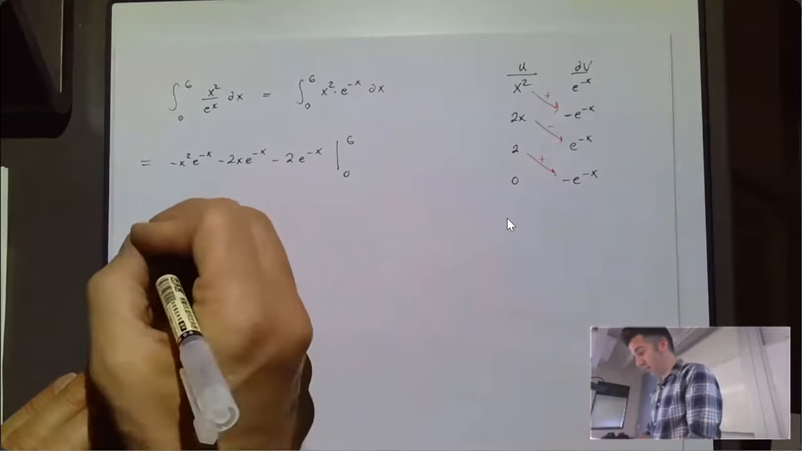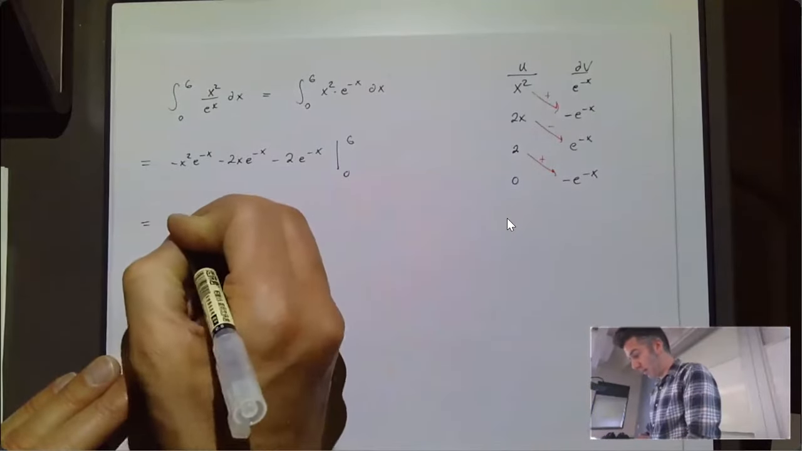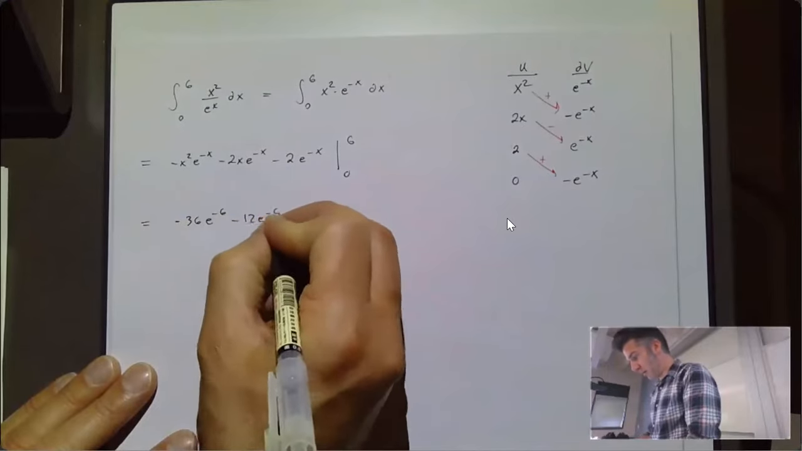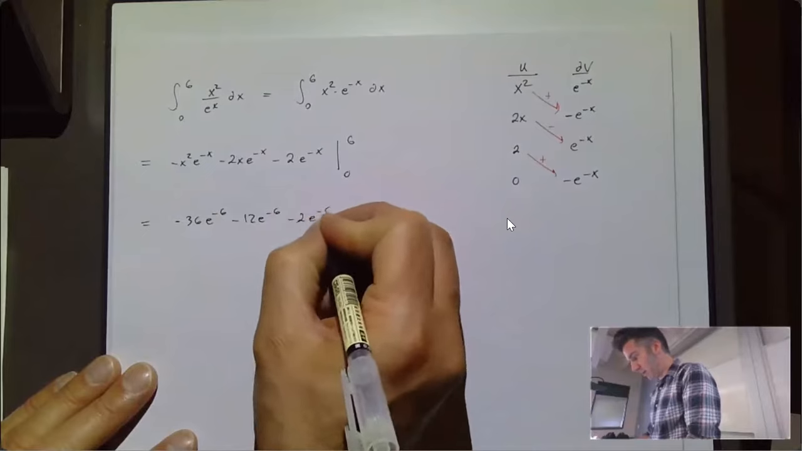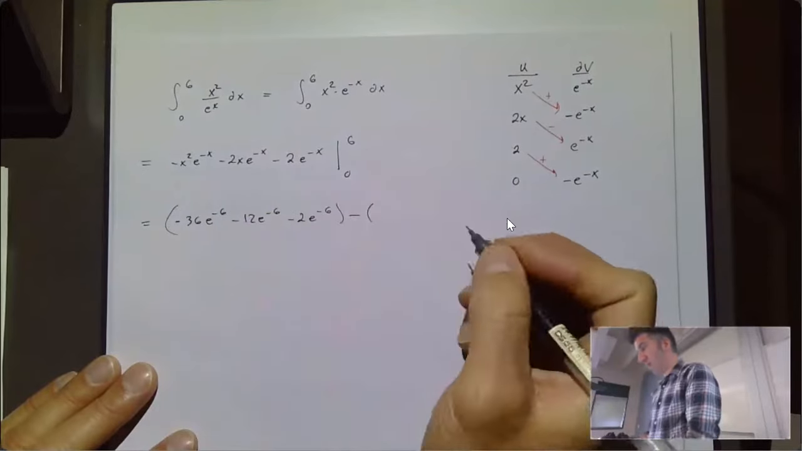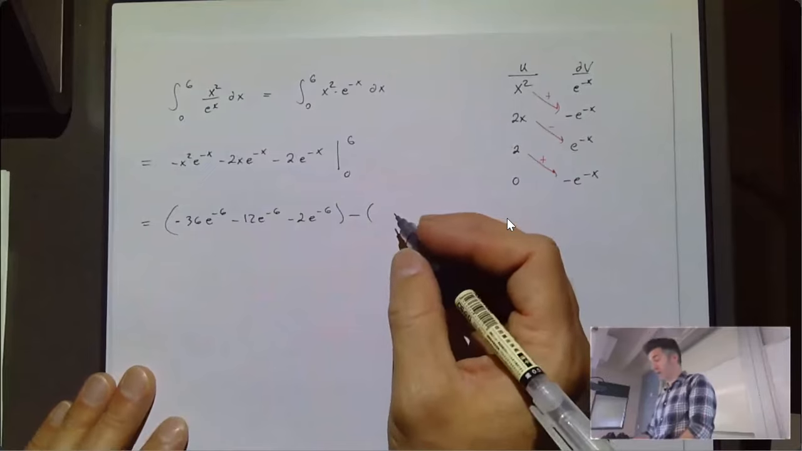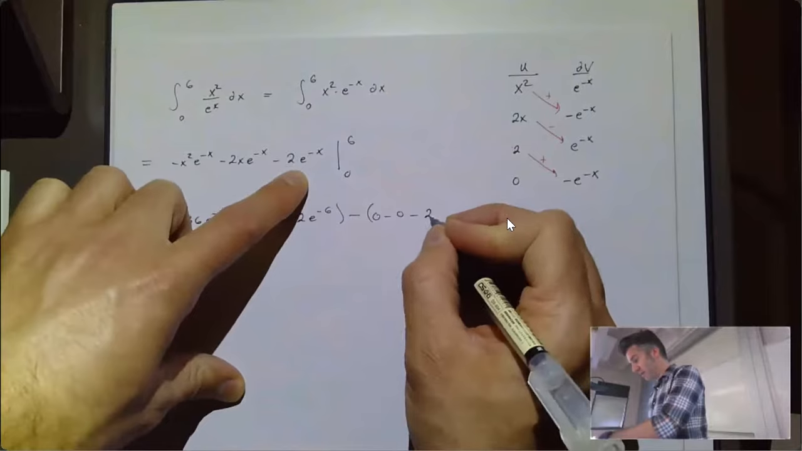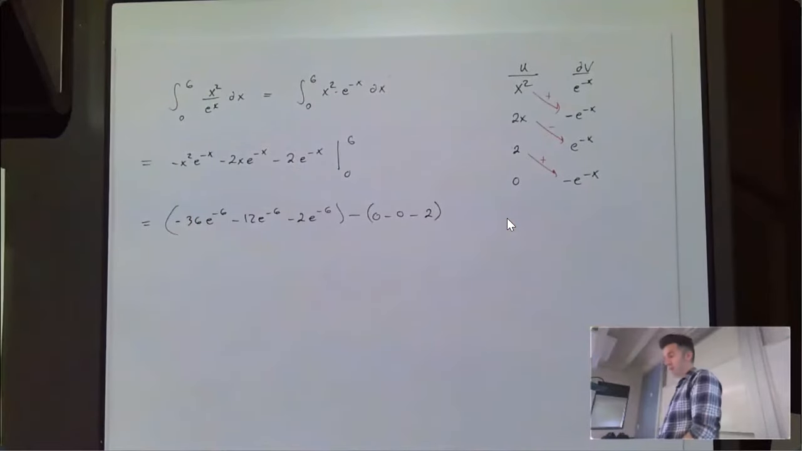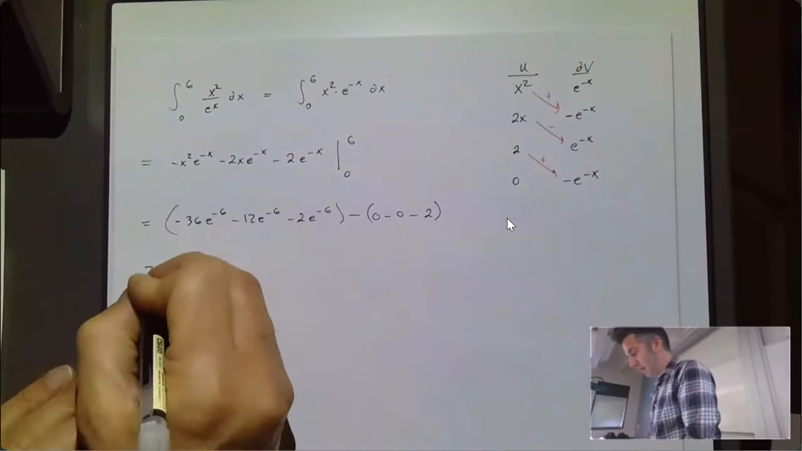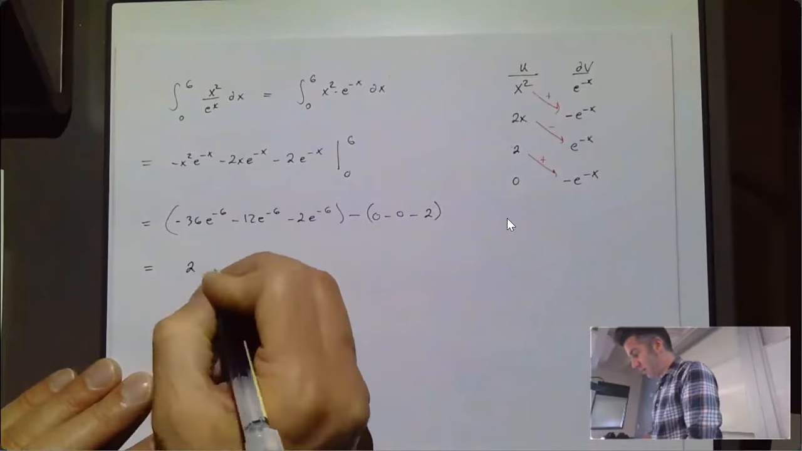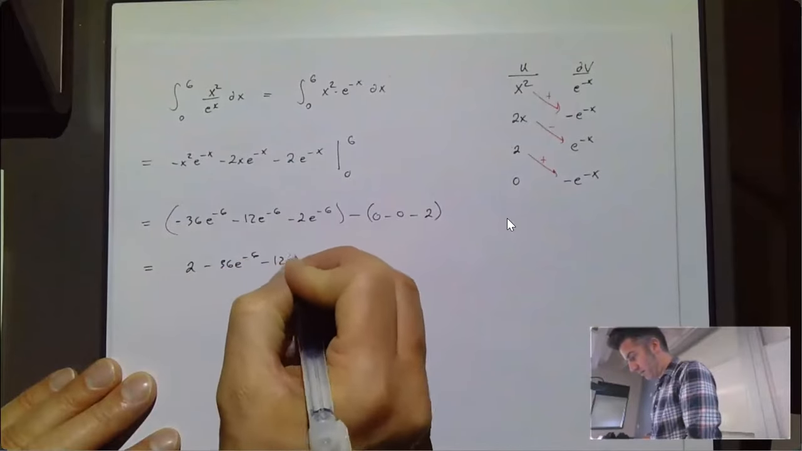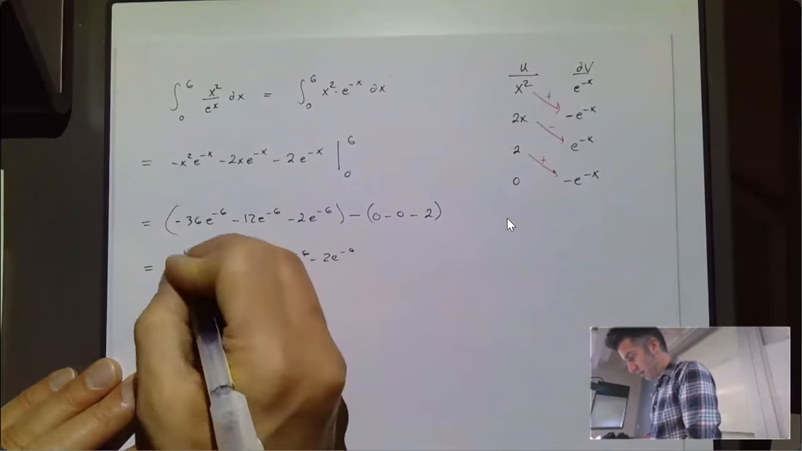And then we can plug in. Plugging in 6, we get negative 36 e to the negative 6, minus 12 e to the negative 6, minus 2 e to the negative 6, minus, when I plug in 0, be careful, I don't get all zeros. I do get 0 minus 0 minus 2 times e to the 0, which is just 2. So if I was going to write this out, I'd probably write it as positive 2 minus all this stuff. And that would be my answer.